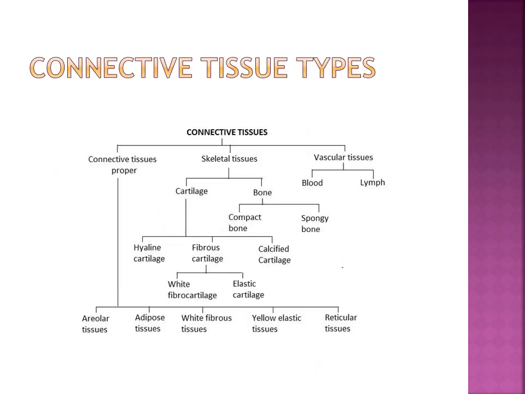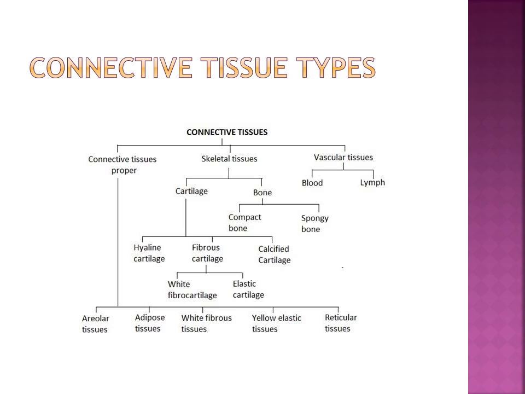So the connective tissue types: the first one, the connective tissue proper, and then skeletal tissue and vascular tissue. The skeletal tissues are cartilage and bone, compact bone and spongy bone, and the vascular tissues are blood and lymph. Then the fibrous is white and the elastic. So the connective tissue proper is areolar, adipose and white fibers. These are all connective tissue types. And in the connective tissue proper, the fibers and fibroblasts are compactly packed in the dense connective tissues.